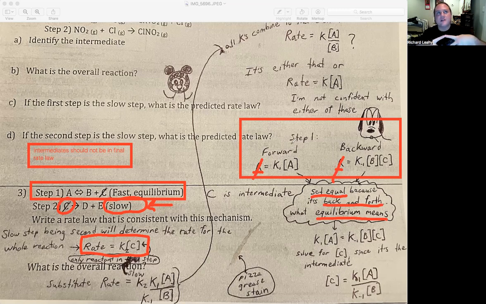And I remember yesterday when you were explaining this to yourself, because I was pretty much quiet, you were saying, yes, I set these equal and I get it. So that was good.